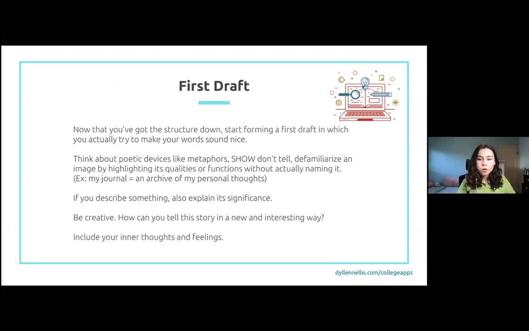You go through and you actually try to make your words sound nice. So how do you make your words sound nice? You can use poetic devices like metaphors. You can show, don't tell, which a lot of people talk about.